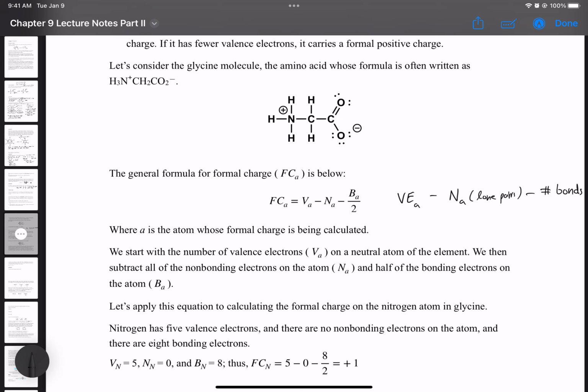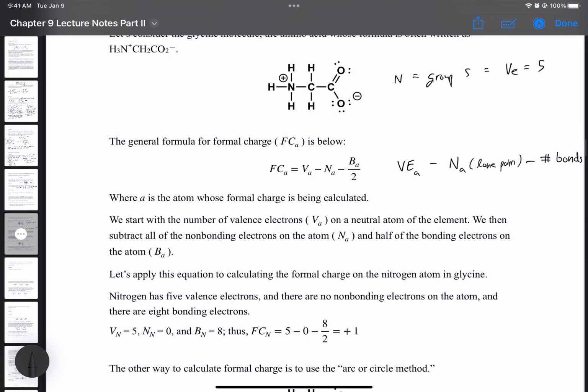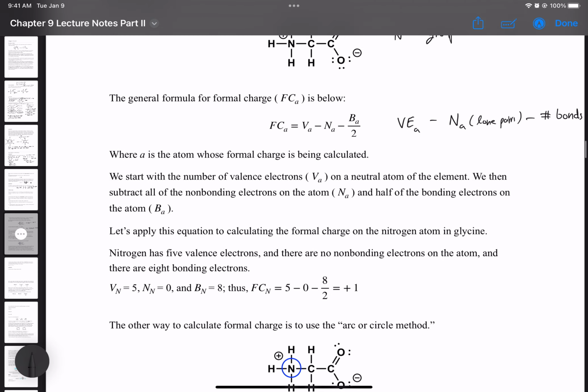Nitrogen is in group 5, right? So in this case, VE equals 5. So VE should be 5 valence electrons, right? Okay, so that's what we put down here, 5. Now, are there any non-bonding electrons or lone pairs on the nitrogen atom? No, there's no lone pairs. So we put 0 for N sub N.